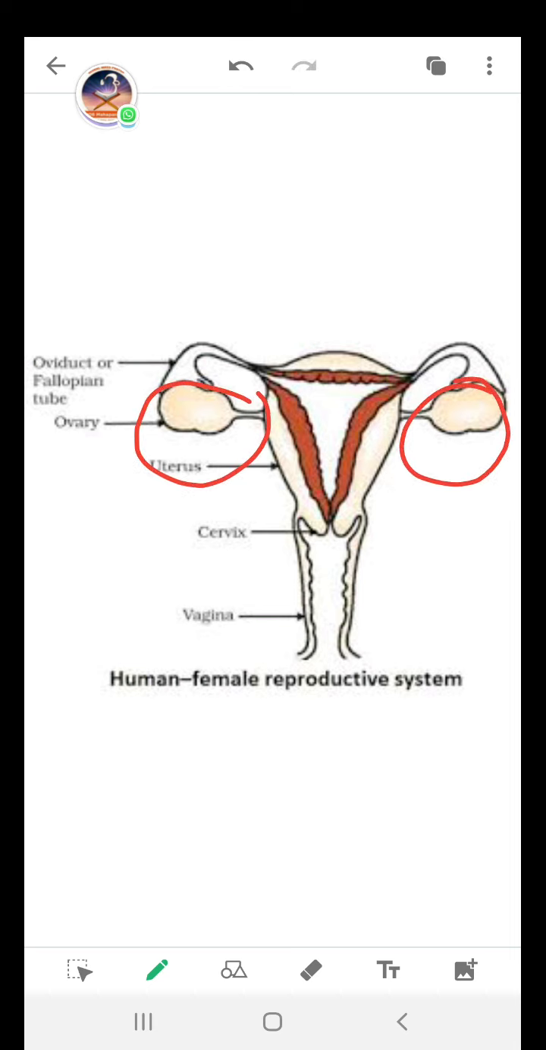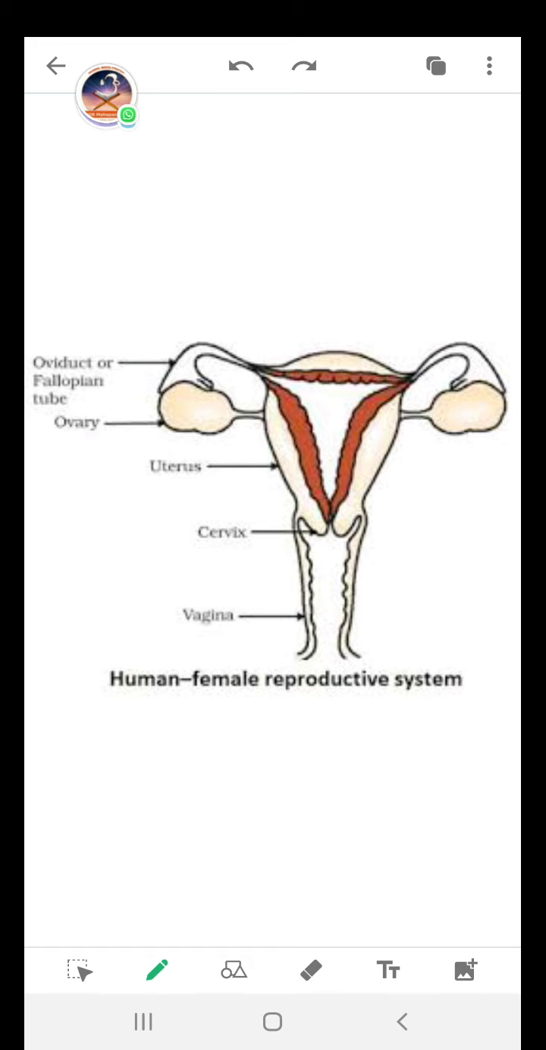organs which are present inside the abdominal cavity of a female near the kidneys. A woman has two ovaries. Ovaries are the primary reproductive organ in females. The functions of ovaries are: number 1, it produces eggs. Number 2, it produces two sex hormones. One is progesterone and the other is estrogen. So these two are the functions of ovaries.